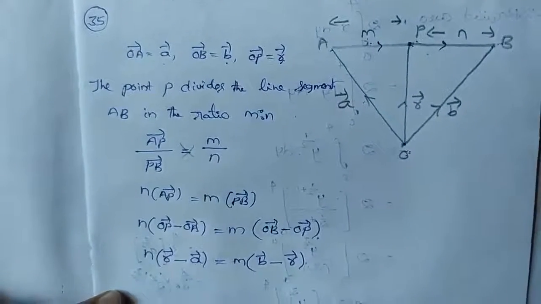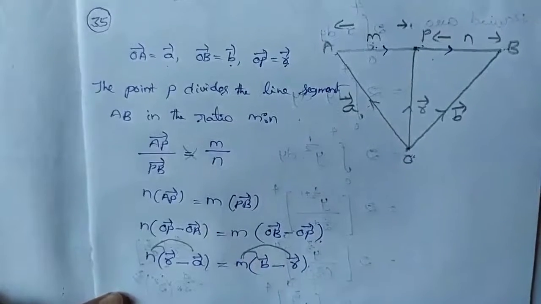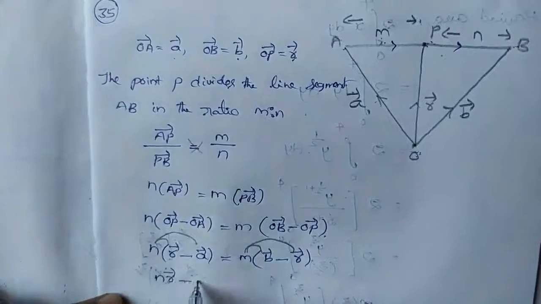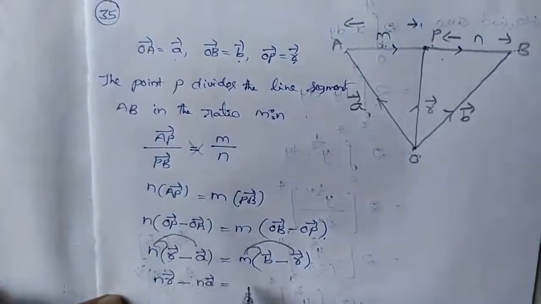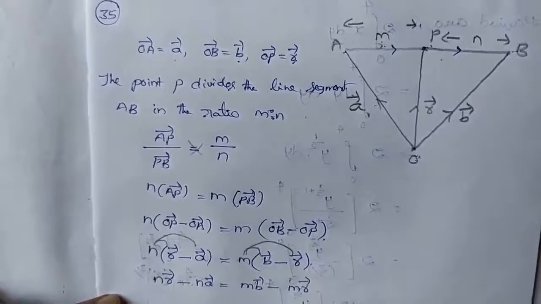Now multiply this n inside the brackets. Similarly, multiply m inside the brackets. Then what we will get? n r vector minus n a vector equals m b vector minus m r vector.